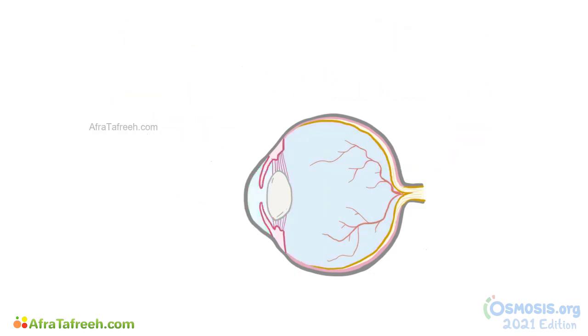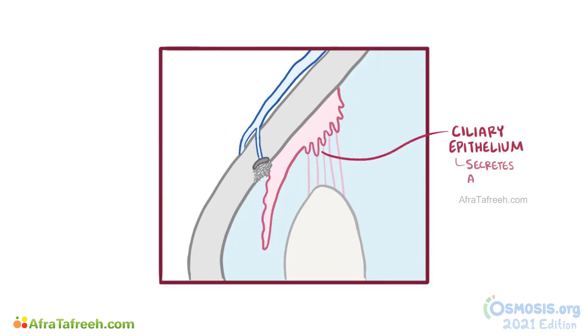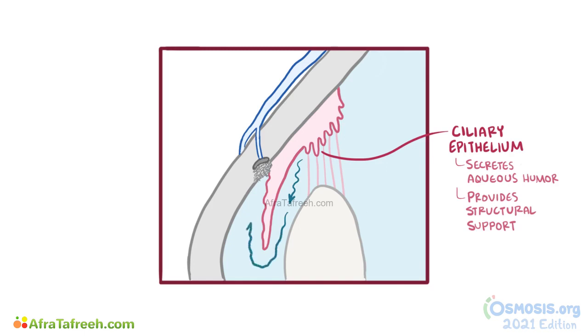The aqueous humor is a transparent, watery fluid that's secreted by the ciliary epithelium, which, in addition to secreting aqueous humor and providing nutrients to the lens and cornea, provides structural support and helps to keep the shape of the eye. So that fluid's secreted into the posterior chamber, and then flows through a narrow space between the front of the lens and the back of the iris through the pupil to the anterior chamber.